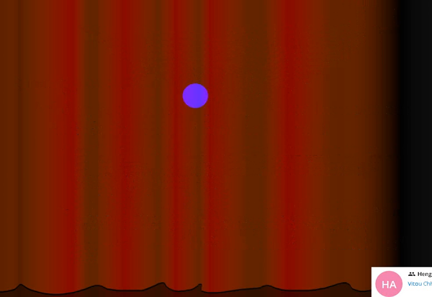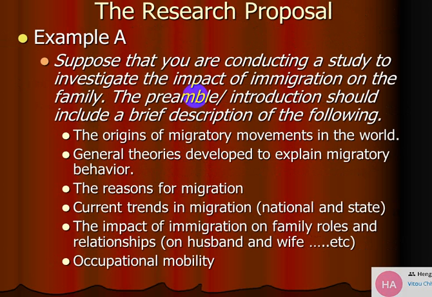Next, example A. Suppose you are going to conduct a research study to investigate the impact of immigration on the family. So the introduction should include a brief description as follows. One, you have to write about the origins of the migratory movements in the world. At least you have your own perspective, your own understanding, your own idea toward the migratory movements around the globe.